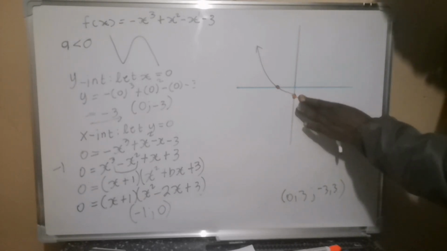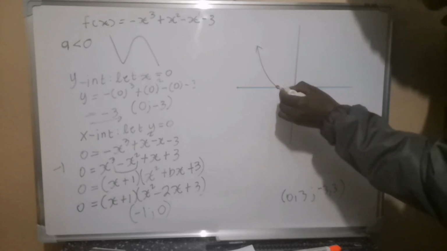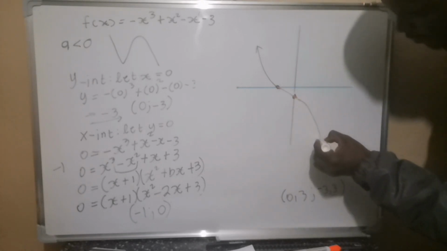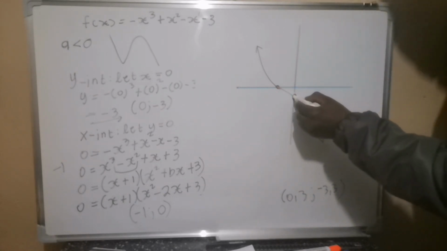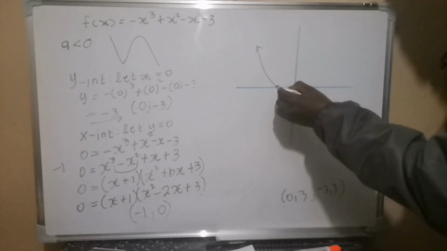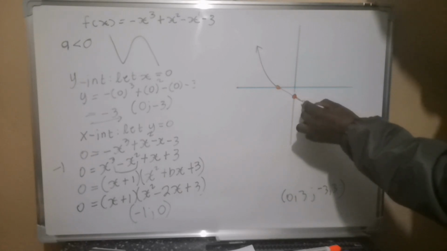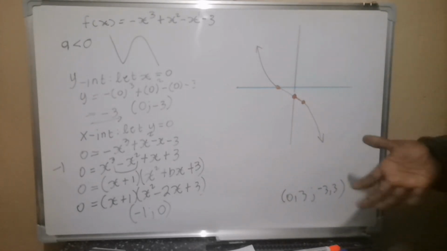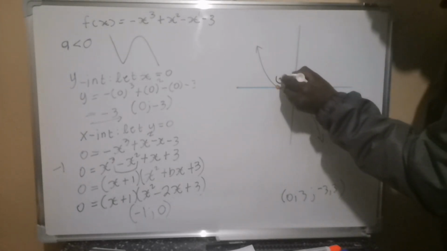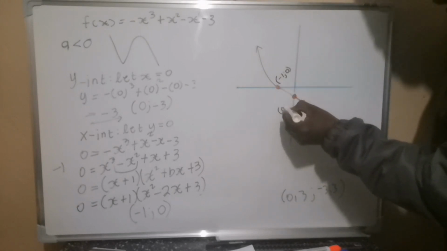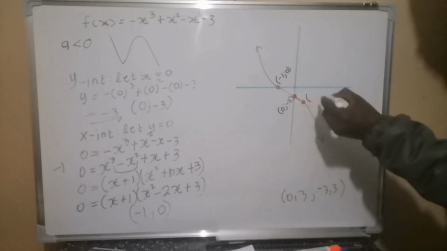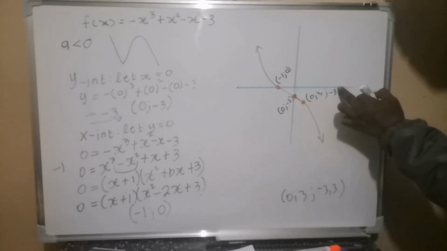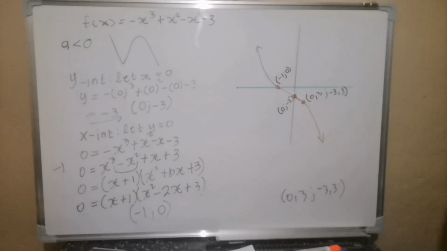No, guys. This is not how it looks like. I need to make justice. This is how it looks like. Then we have our point of inflection here. Coordinates: we have negative 1 and 0, we have 0 and negative 3, and we have our point of inflection, which is 0.3 and negative 3.3. These are the coordinates. This is how we draw the graph of this function.